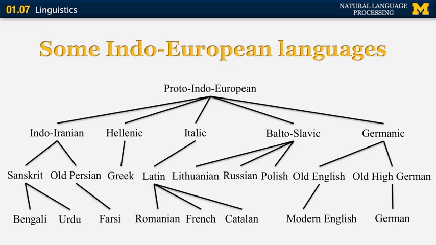Lithuanian, Russian, and Polish are all parts of the Balto-Slavic group of languages. Modern English descends from Old English, which is a Germanic language. German descends from Old High German, which is another Germanic language, and so on.